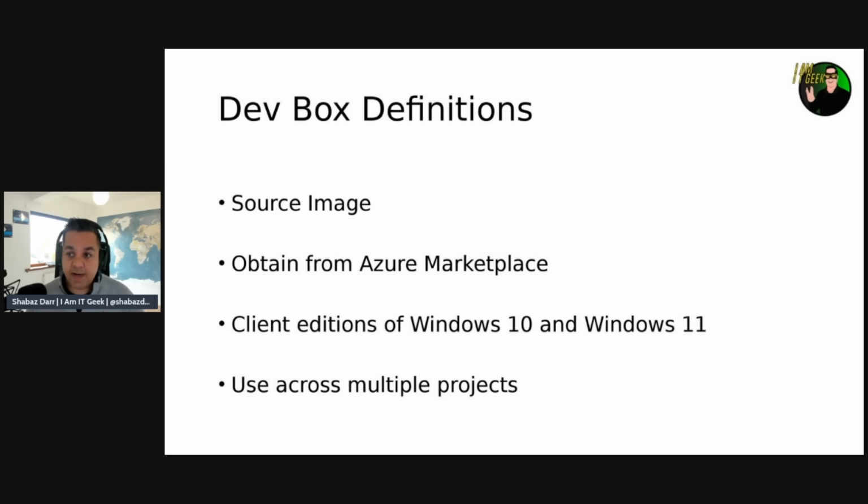Let's talk about DevBox definitions first. A DevBox definition specifies a source image and size, including compute size and storage size. We saw that in the last demo where I created a definition. We had three options for the size and the image type as well. You select a source image from the Azure Marketplace or a custom image from your own Azure Compute Gallery instance. DevBox supports client editions of Windows 10 and Windows 11, as we saw. And you can use DevBox definitions across multiple projects in your Dev Center as well. We've covered that in the demo already.